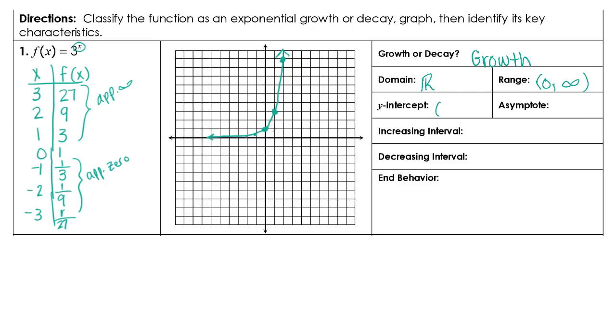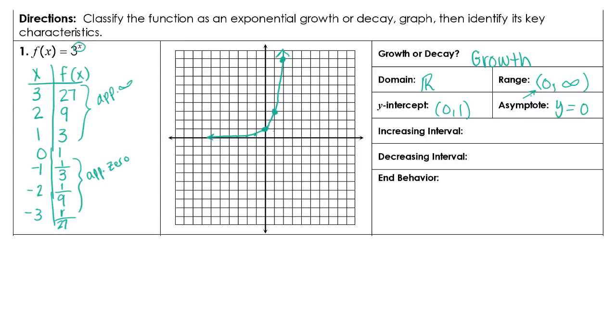Our y-intercept we saw was 0, 1. Our asymptote, that's going to really hinge up here on that range. It's going to be a horizontal asymptote, and it's going to be equal to 0 because we are getting as close to y being 0 as possible, but never really equal to it.